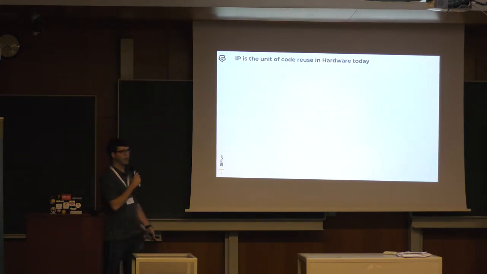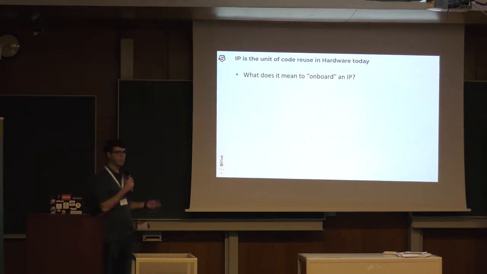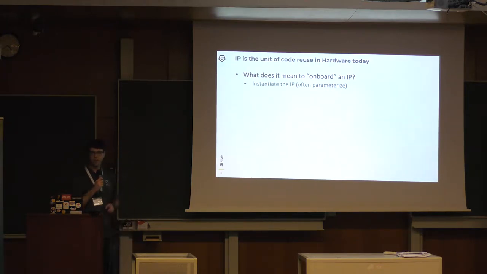So, you know, an important observation here is that we do have reuse in hardware. We have IP, right? And anyone who's built an ASIC has purchased a lot of IP. But the thing that really is a sticking point here is, what does it mean to onboard an IP? Everyone's heard that term. Well, first of all, you instantiate the IP, including parameterization.